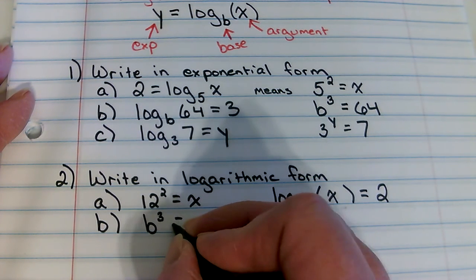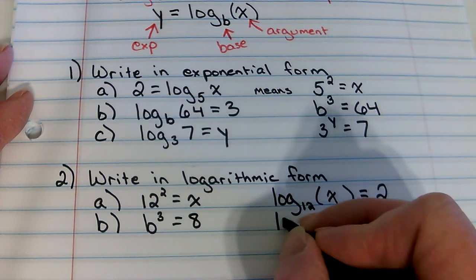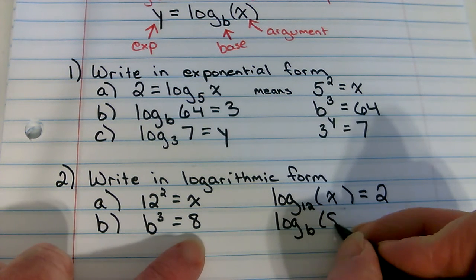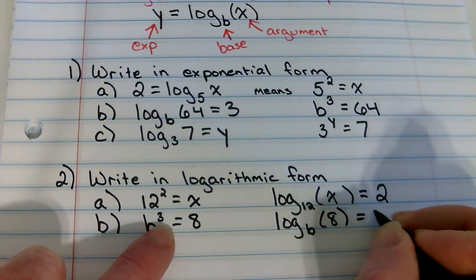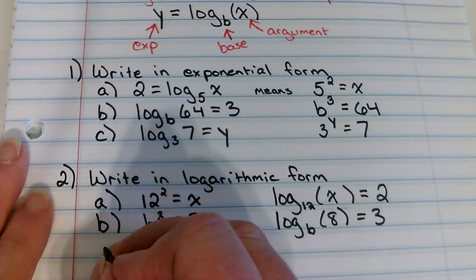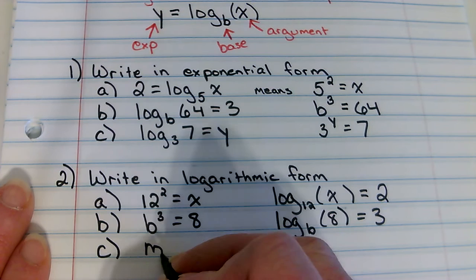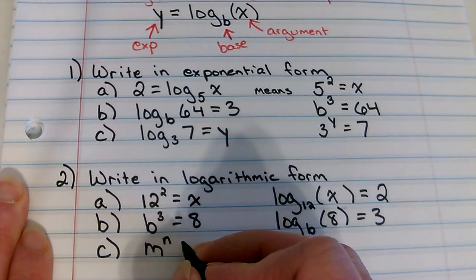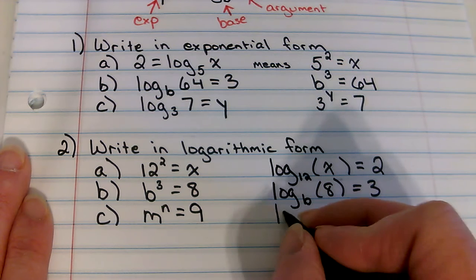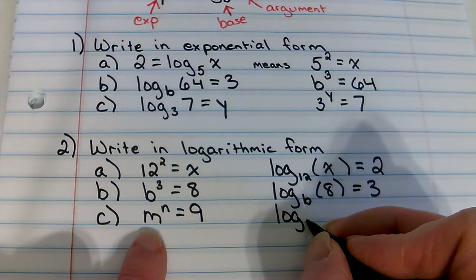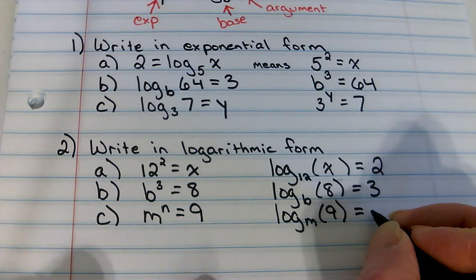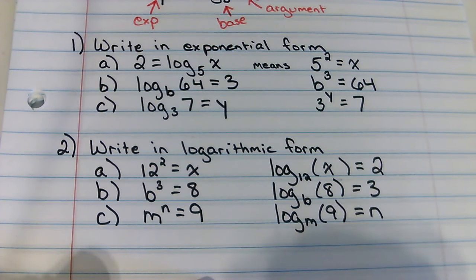So b cubed equals 8 would be log base b of 8 equals 3. Log, base, argument equals exponent.